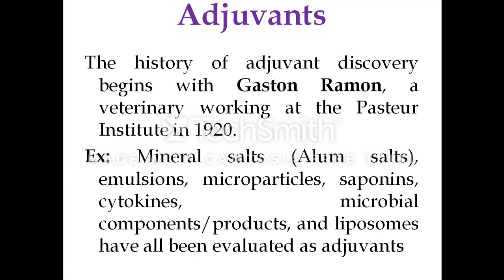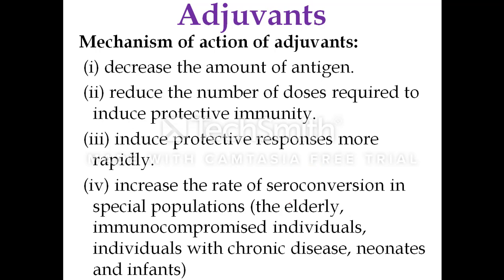The history of adjuvant discovery begins with Gaston Ramon, a veterinarian working at the Pasteur Institute in 1920. Examples: mineral salts like alum salts, emulsions, microparticles, saponins, cytokines, microbial components or their products, and liposomes could be used as adjuvants. So these components could be mixed with the antigens or attenuated pathogen to increase the immune reaction. The mechanism of action of adjuvants.